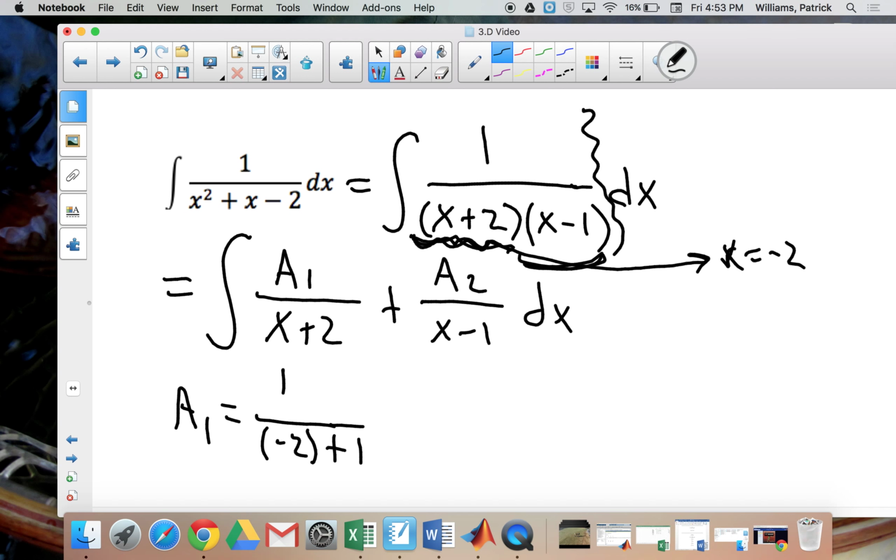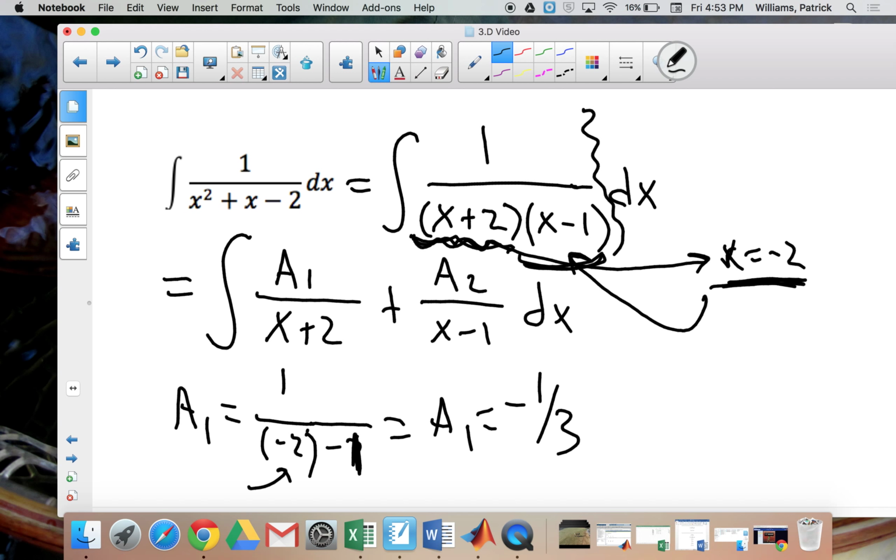And when I plug in x equals negative 2, that's where, I'm sorry, not plus 1, minus 1. God, that must have really confused some people. I apologize about that. So we have negative 2 minus 1. Okay? So what we're doing is plugging in the root that makes that first term 0 into that second one right there, which is why we get negative 2 minus 1. So therefore, the answer to this is very simple. A1 is equal to negative 1/3.